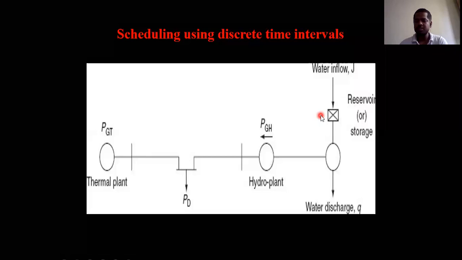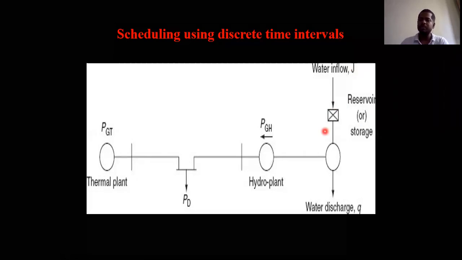So according to our assumptions, the PD value is a known value, and the J value is also a known value because J is the water inflow. Coming to the reservoir or storage values, these are also known values: X dash and X sub 0. X sub 0 is at the beginning of the time period, and X dash is at the end of the time period. These two are also known values.